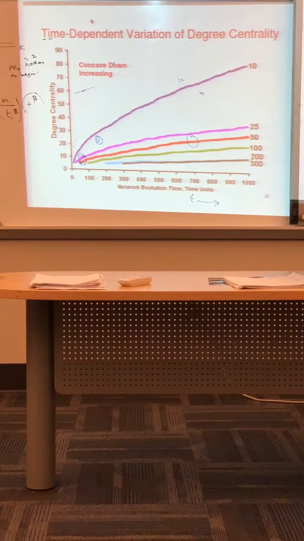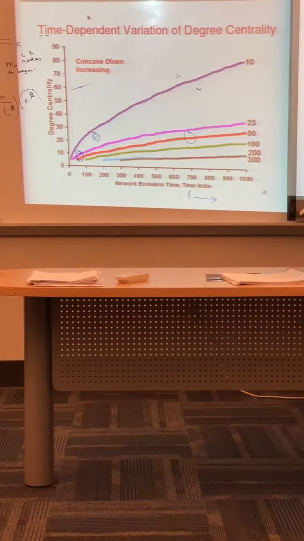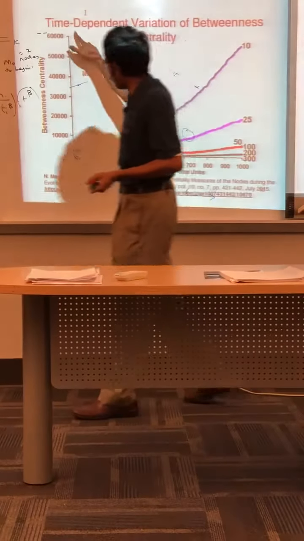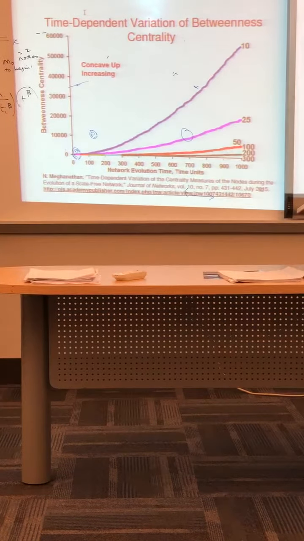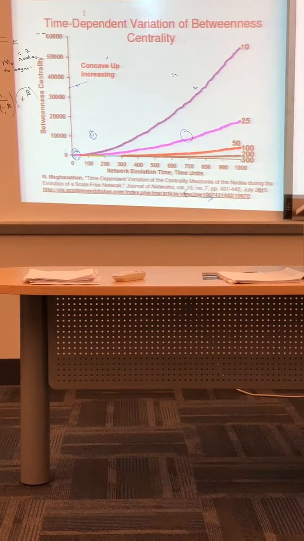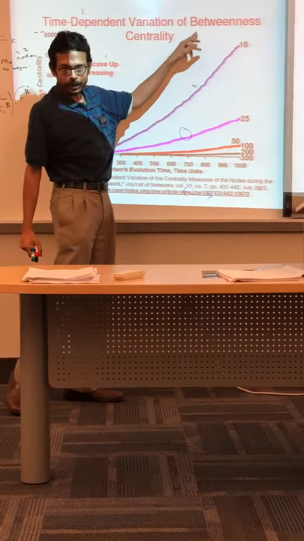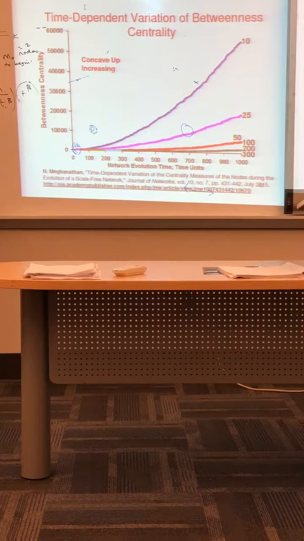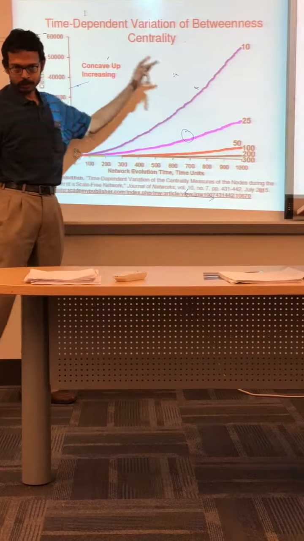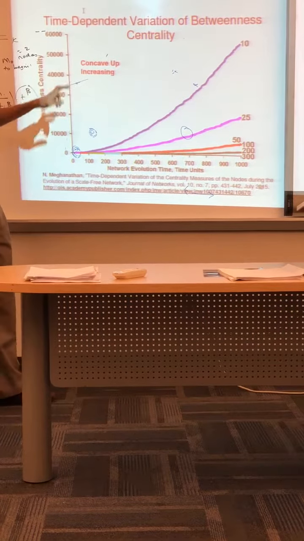The pattern of increase. Now, just for curiosity, if you are interested in the change in the other centrality metrics, we can call this time-dependent variation: how the centrality metrics change with time as the network grows. If you evaluate the betweenness centrality of the nodes in the network, it will show this pattern. This pattern is concave up increasing. So it's again an increasing function.